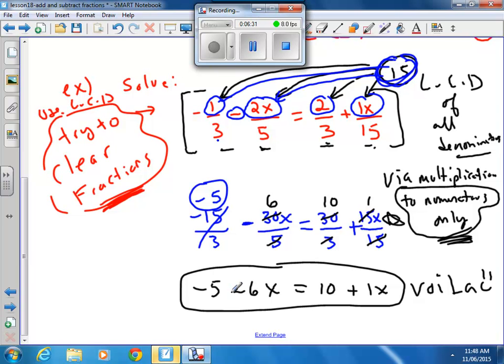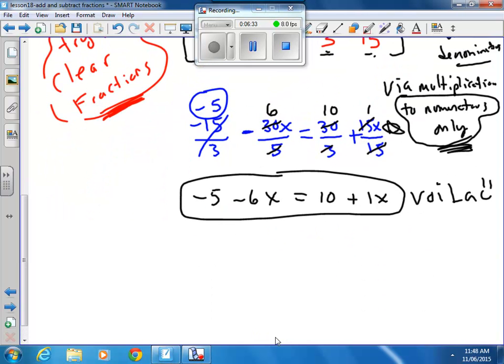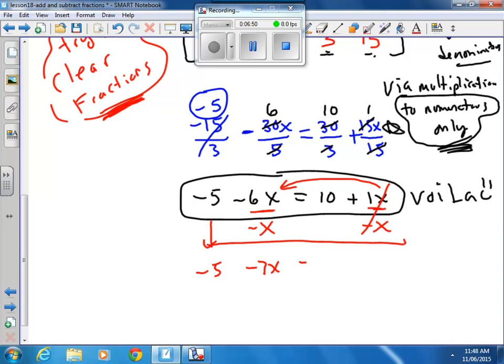Just get the letters on the left, numbers on the right, balance it out like we've been doing for quite some time. So again, we want your variables on the left. So I'm going to subtract off x. -6x minus x makes -7x. We can just bring down the -5. Now this is a number, so we want to bring it across the equal sign to be with the other number. So you add 5, so we're back to balancing equations again.